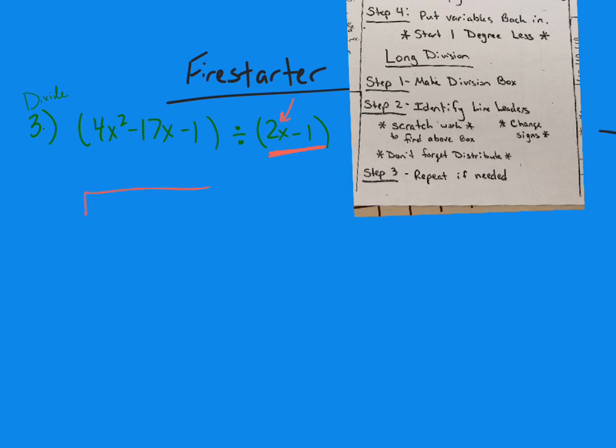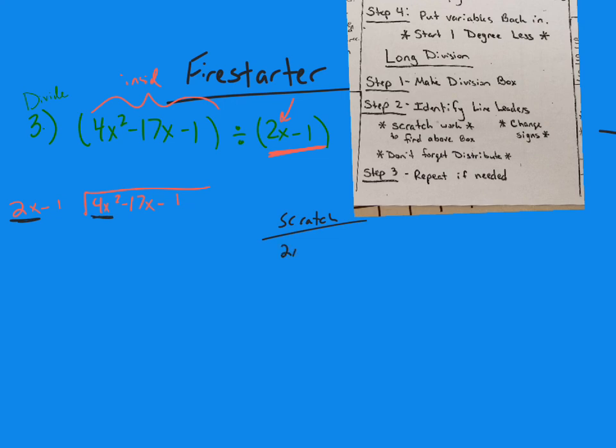All right, so remember, I'm going to pick my box. It's going to be this way last time. Inside the box, I'm going to put 4x squared minus 17x minus 1. Outside the box, I'm going to have 2x minus 1. All right, remember we did the scratch work when we did this. So I kind of did a little bit of a guessing game. I said, here are your line leaders, right?